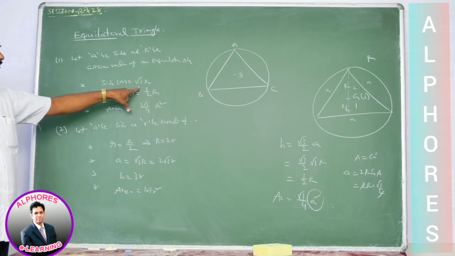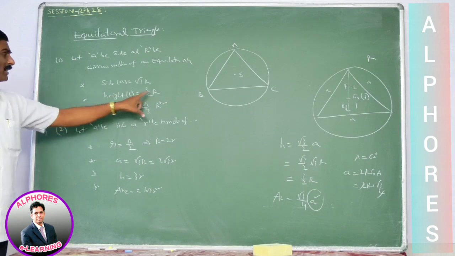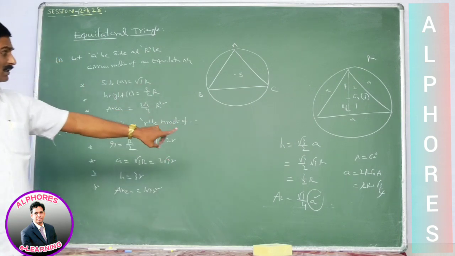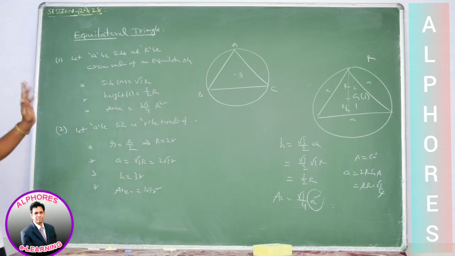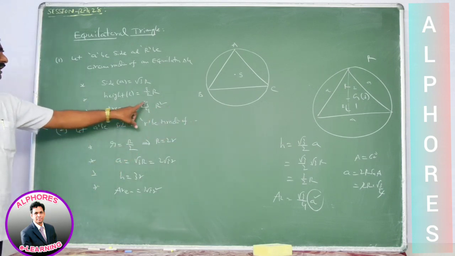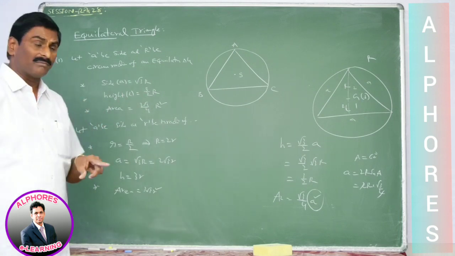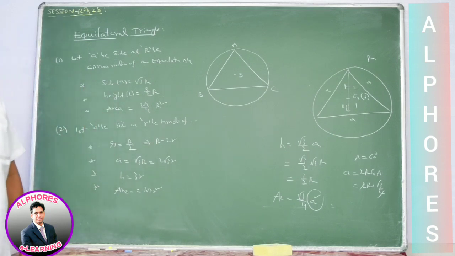Side a is equal to root 3 r, since by using the sine rule, a is equal to 2r sin A, where angle A is equal to 60 degrees. Next, height h is equal to 3 by 2 into r. We know that h is equal to root 3 by 2 into a. Substitute the value of a in h is equal to root 3 by 2 a, we get the height. Area is equal to 3 root 3 by 4 into r square. If the circumradius r is given, then these are the side, height, and area formulas.